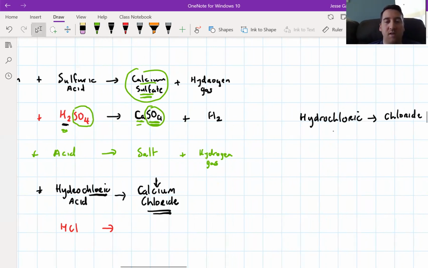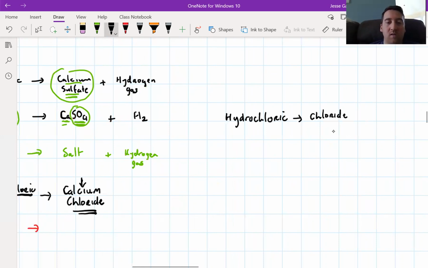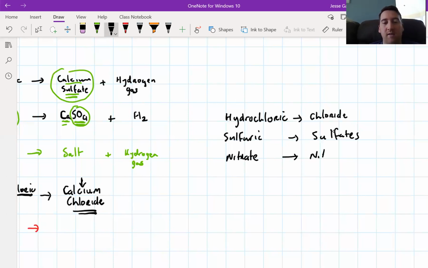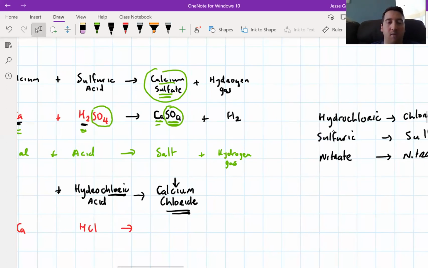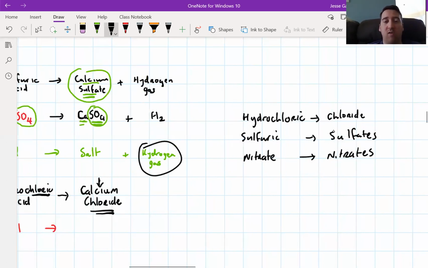We already seen that sulfuric acid produces sulfate salts. So sulfuric produces sulfates as the salts. And the other one then would be nitric acid, which produces nitrate salts, nitrates. Now, the other products will always be the same. We'll always produce hydrogen gas so long as it's a metal and an acid. And then the name of the salt is really the only hard bit.